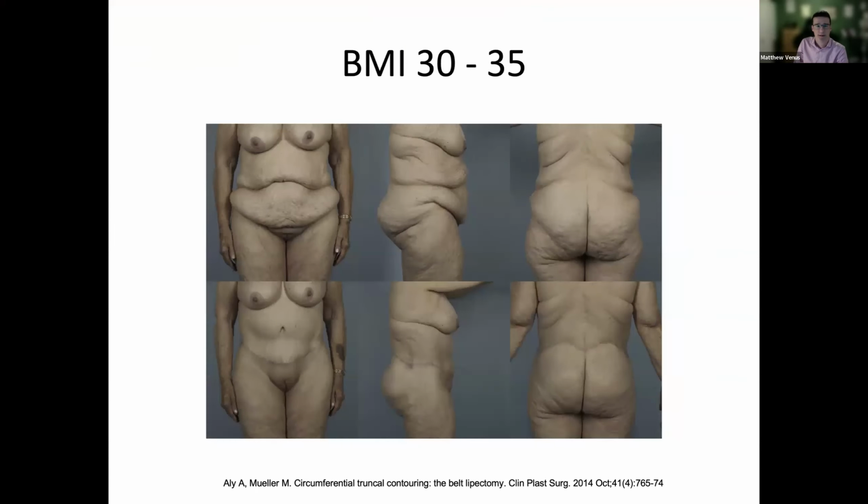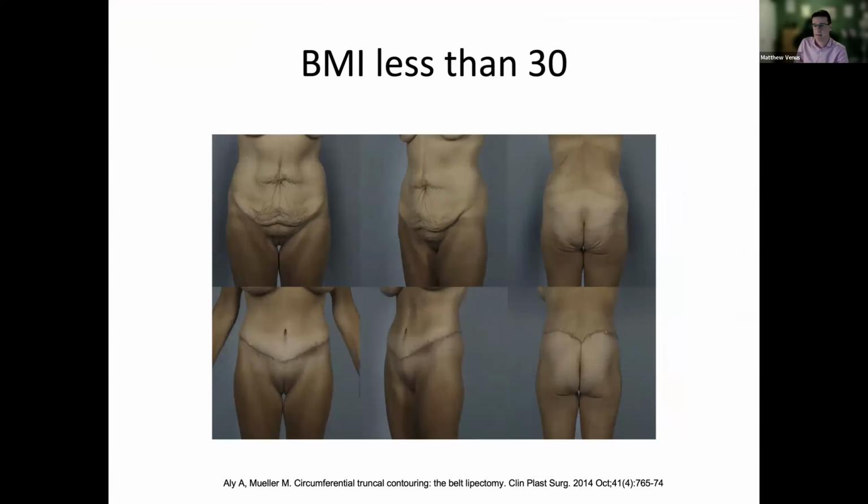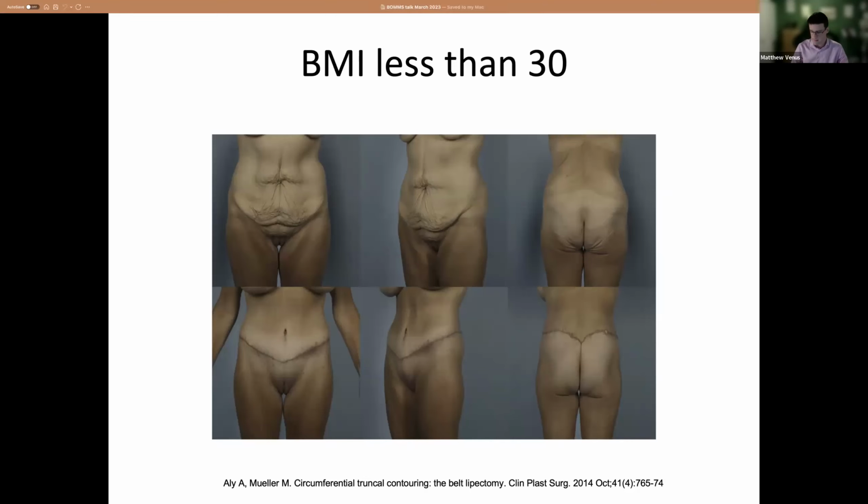BMI 30 to 35, better result. Less than 30, fantastic. You're always going to get a good result, really, starting with a much lower BMI. So patients who come fully deflated with absolutely no fat and only skin usually end up with a really very nice result.